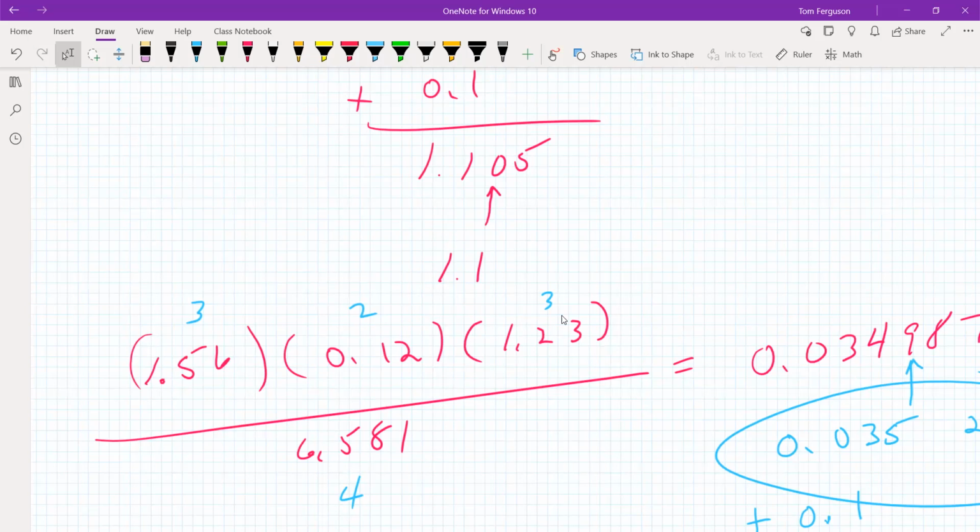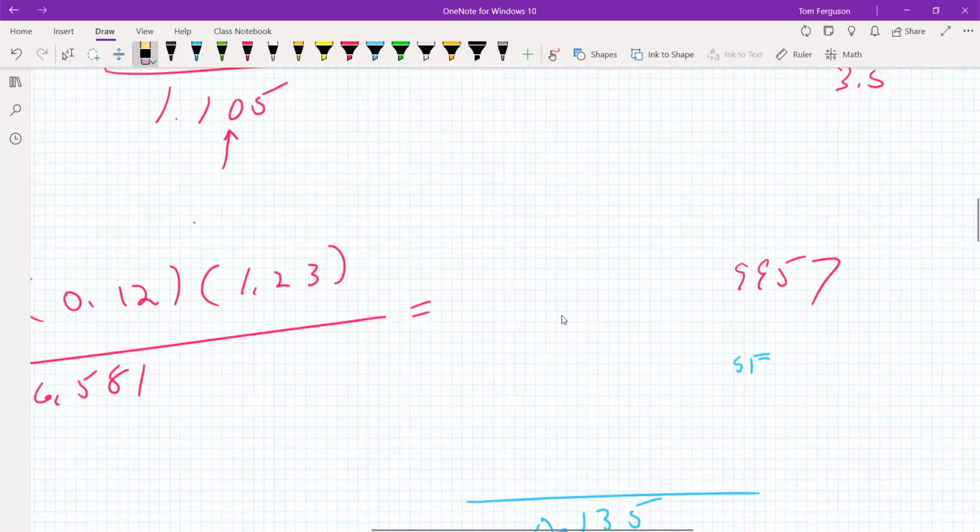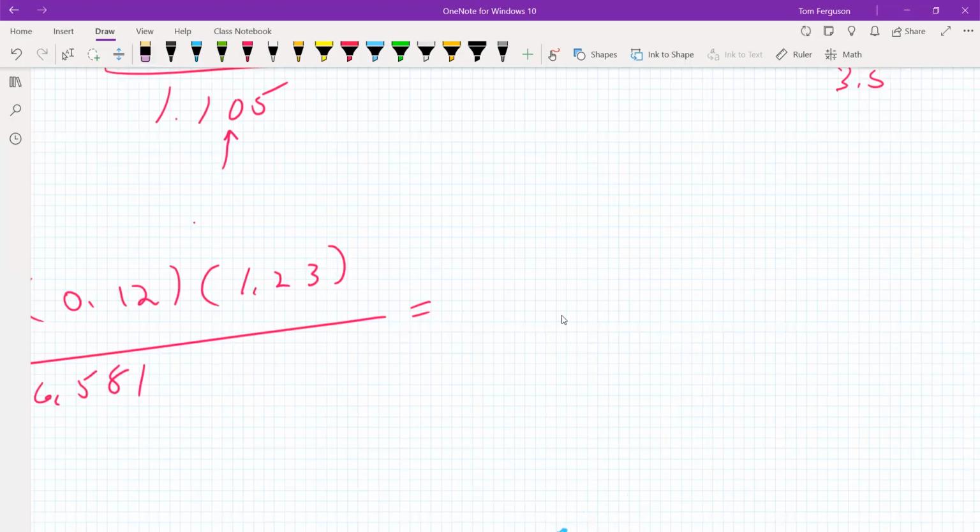Let me erase. Okay, so this is a multiplication and division problem. I don't know if you've seen how to do a problem like this in your other classes, but I like to teach how to use a calculator. I already know how to use a calculator. I'm glad.